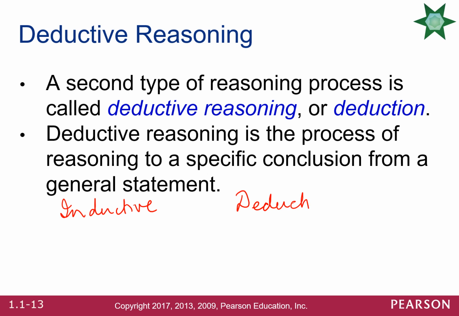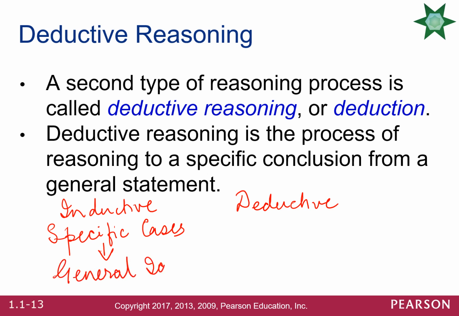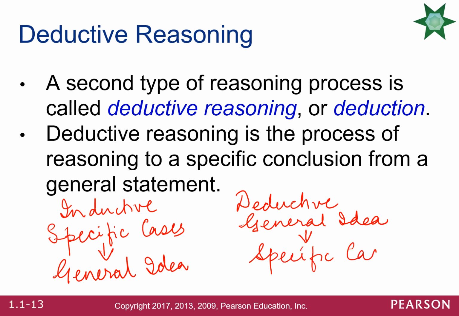In inductive reasoning, we start from specific cases, and move towards a general idea, a general statement, a general conjecture. Whereas in deductive reasoning, it's the other way around. We start with a general form, a general idea, a general statement, and from it we conclude specific cases.